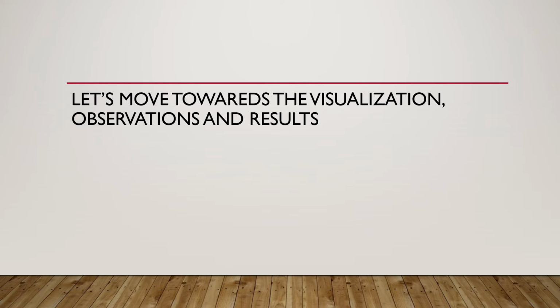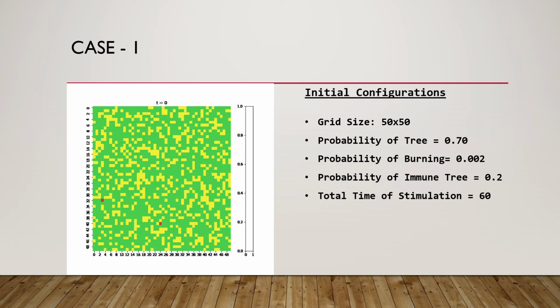Let us move towards the visualization, observations, and results. Here is the simple visualization of the forest fire spread. The probability that there is a tree is 0.7 and the probability of an initial burning tree is 0.002. The immune probability is 0.2. Here is the simulation which runs for 60 seconds.